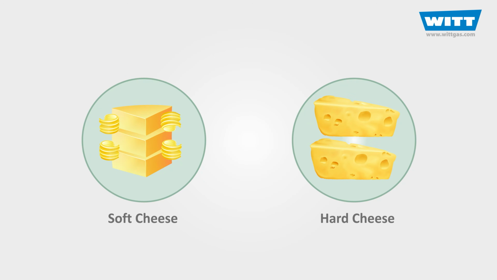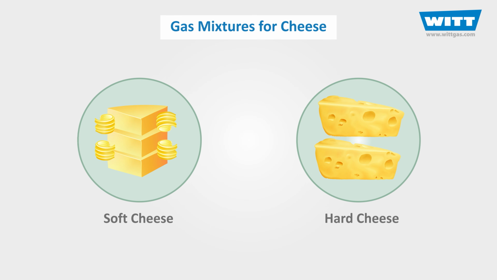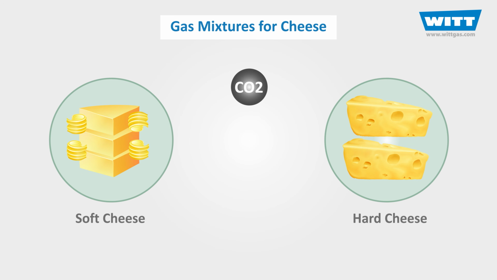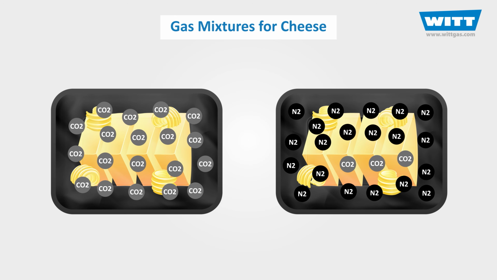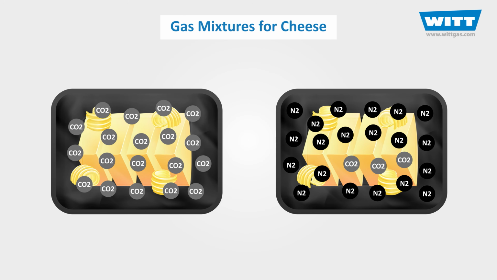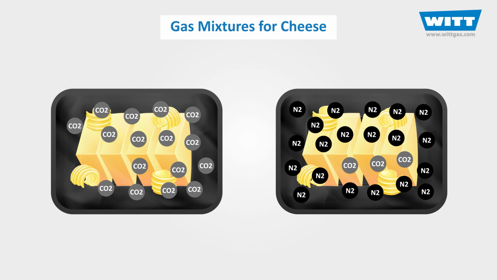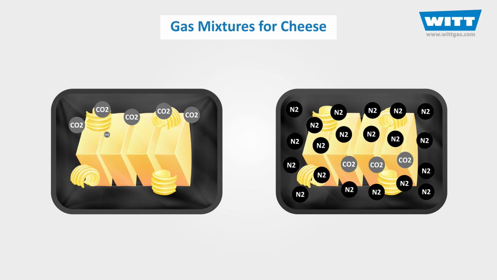In the packaging of some other types of foods, such as cheese, the mixture is completely different. In this case, carbon dioxide is used first and foremost. The carbon dioxide level in hard cheese packages is up to 100%, and for soft cheeses, the level is usually restricted to 20 to 40%. The reason for this is to prevent the package from collapsing under atmospheric pressure as the carbon dioxide dissolves into the water content.